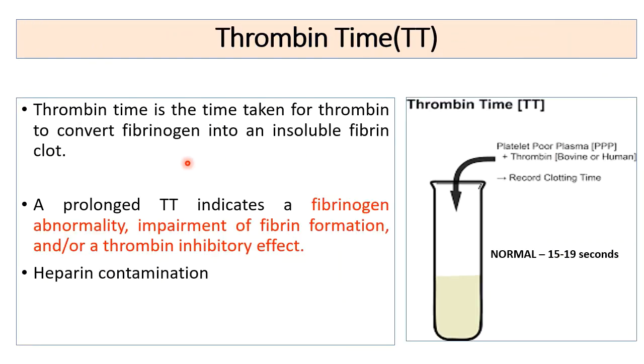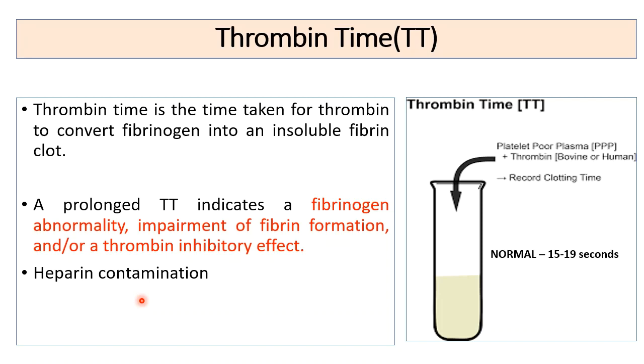Next is the thrombin time, which is the time taken for the thrombin to convert fibrinogen to insoluble fibrin. To platelet poor plasma, thrombin reagent is added and the clotting time is recorded. The normal time is 15 to 19 seconds. A prolonged TT indicates a fibrinogen abnormality or an impairment of the fibrin formation or thrombin inhibitory effect. Now that is done by drugs like heparin. So heparin contamination, mind you, is one of the most common causes of a prolonged TT.